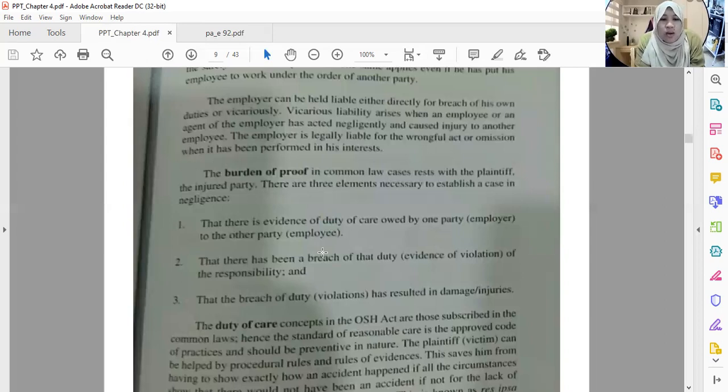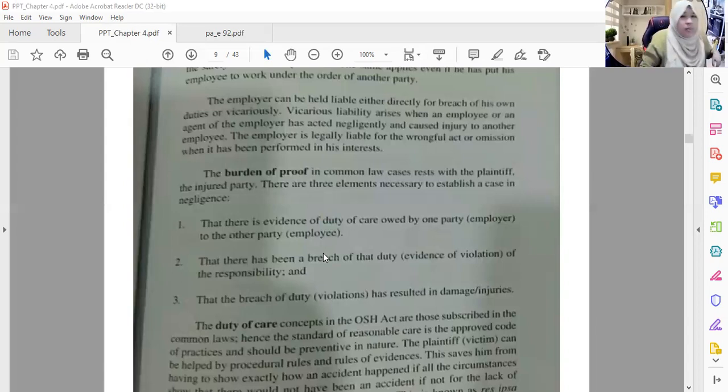Okay. Number two, that there has been a breach of that duty. It means that there was a violation. Breach means we breach the law or we breach our duties, evidence of the violations of the responsibility. We violate our responsibility. We are not doing our role and responsibility, and the breach of duty, the violation, has resulted in damage or injuries. Okay, so here they say that there was a breach of duty, a violation, which caused the accident to happen.